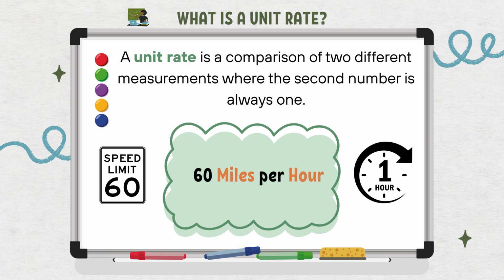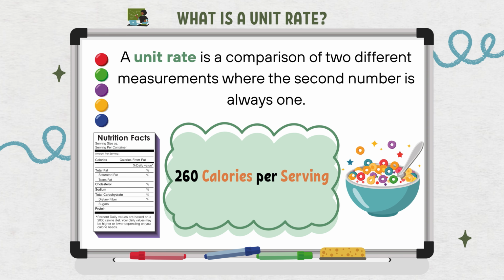60 miles per hour. If you ever looked at the speedometer in your parents' car while they were driving, you might have seen something that said MPH. MPH stands for miles per hour. Here we have two different measurements. We have miles and we have hour. So your parent, as they're driving, they're going 60 miles per 1 hour. Notice how the second number is 1. Let's look at another example.